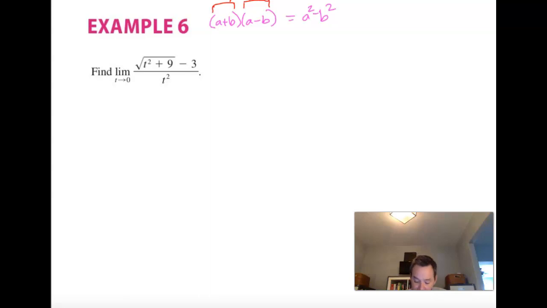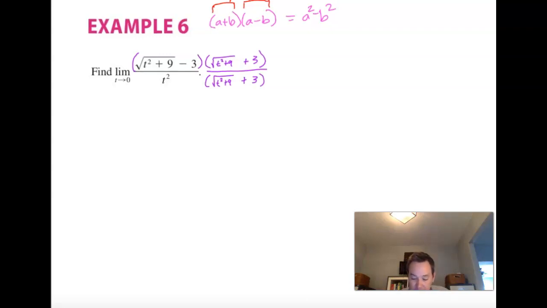We want to use that relationship here. This is a technique you can often use when you have a square root with your indeterminate form. I'm going to multiply this by its conjugate, so its conjugate being t squared plus 9 plus 3. And that's okay to do as long as I do it to both the numerator and the denominator, because then I'm not fundamentally changing the fraction. I'm really just multiplying by 1.